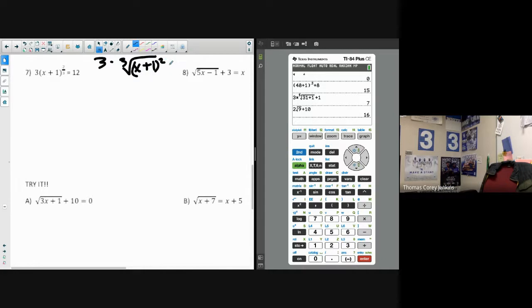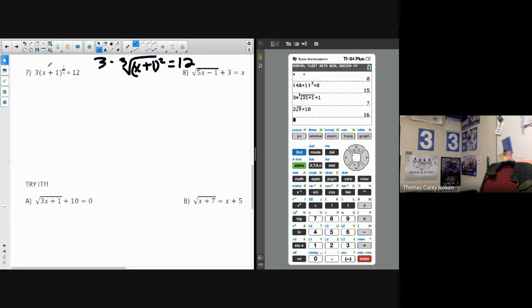squared equals 12. Okay, if we wanted to tackle it that way, we would divide both sides by 3 to isolate this. Okay, and then you might try to take the cube root, but then you're going to end up with something nasty. So probably better just to stick with this. All right, so let's stick with that.